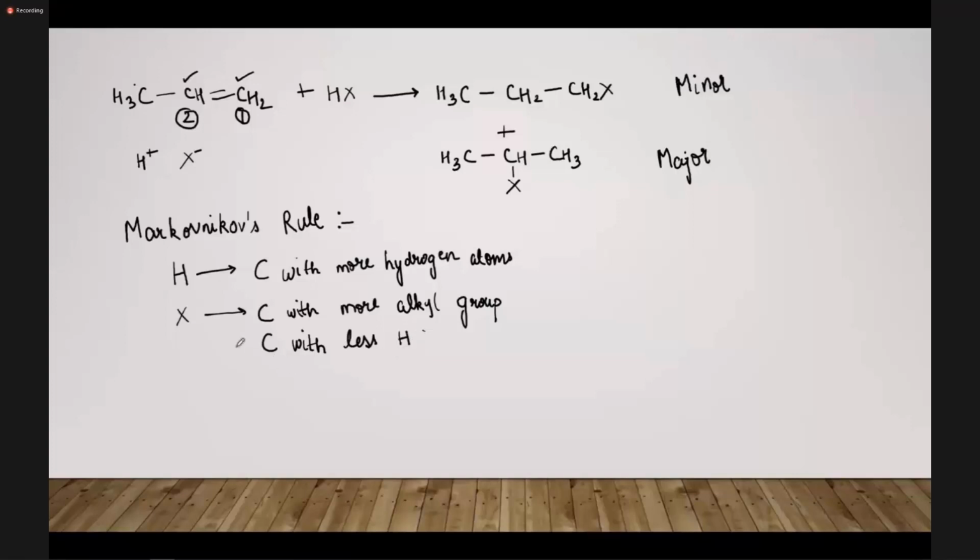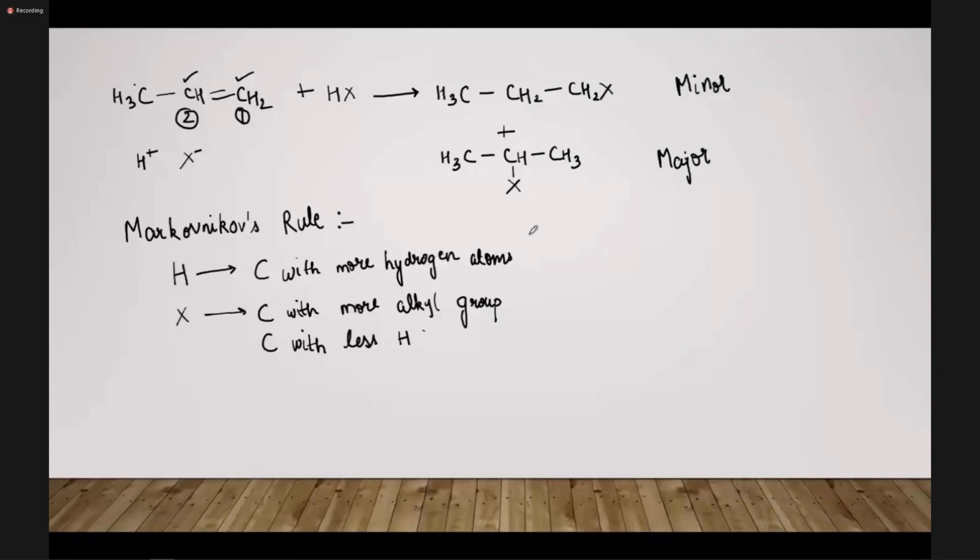ठीक है. So the halide atom will get attached to the carbon which has less number of hydrogen atoms, जो कि ये major वाले पे we can simply see कि ऐसा ही हुआ है. So this is an important rule, and this is not the only example where this rule applies. Whenever you see an alkene and an HX, the reaction between an alkene and a halogen acid, then you'll have to apply this rule, क्योंकि more than one product is being formed, and which product will be more in amount will be justified by this rule.